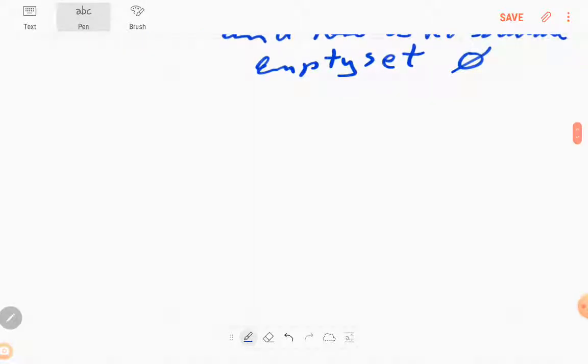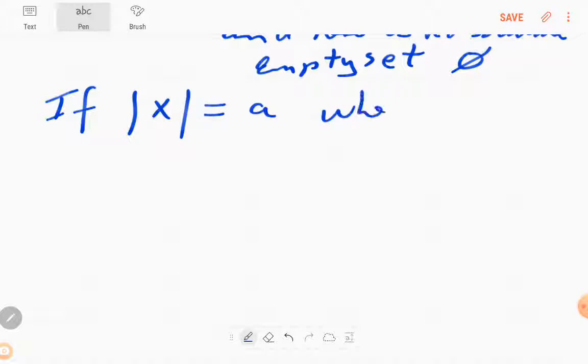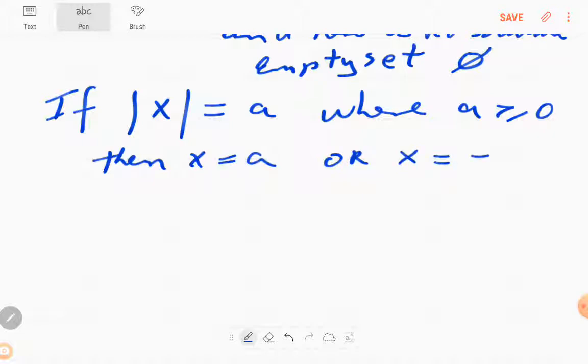Okay, let's go back to our definition. It says if we have absolute value of x equal to some number a, where a is greater than or equal to 0, then x is equal to that number a, or x is equal to minus a.